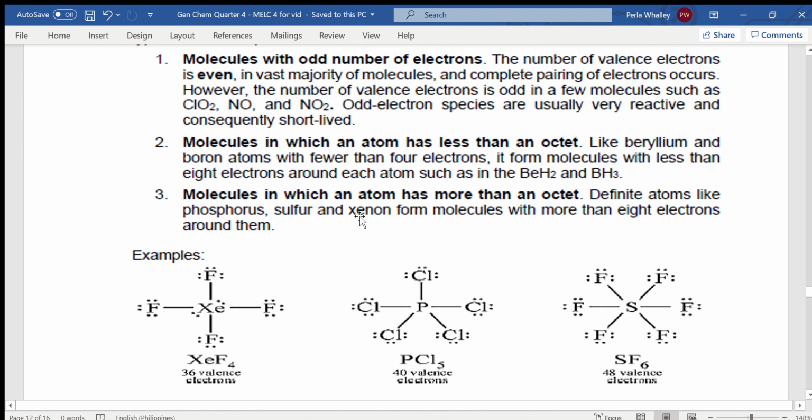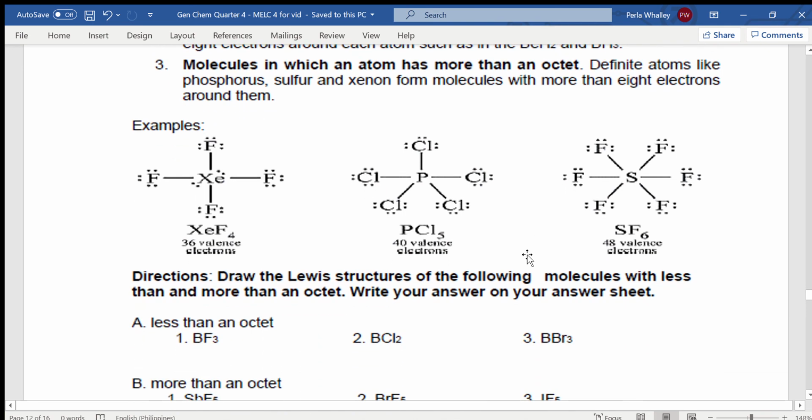Number 2. Molecules in which an atom has less than an octet, like beryllium and boron atoms with fewer than 4 electrons. It forms molecules with less than 8 electrons around each atom, such as BeH2 and BH3. Third, molecules in which an atom has more than an octet. Certain atoms like phosphorus, sulfur, and xenon form molecules with more than 8 electrons around them. Examples are XeF4, PCl5, and SF6.